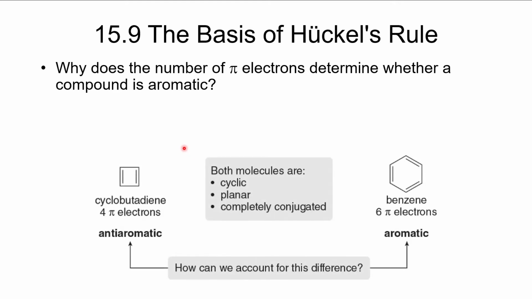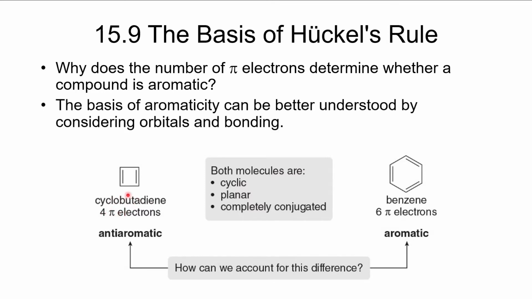Just to review our two primary examples, over here on the right we have benzene. Benzene is cyclic, planar, completely conjugated, and it has 6 pi electrons, and therefore it is aromatic. Cyclobutadiene also is cyclic, planar, completely conjugated, but because it has 4 pi electrons, we're going to consider it antiaromatic.